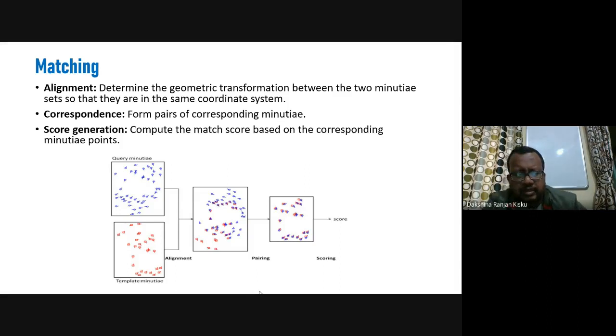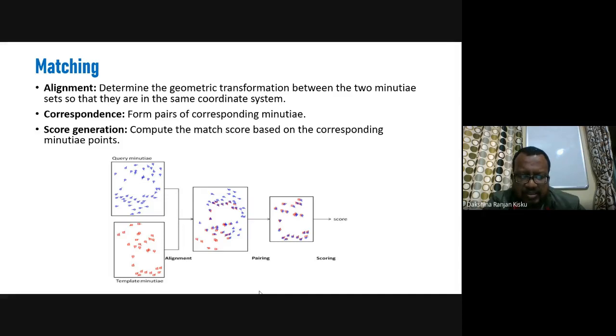That means we need to consider one fingerprint image as the template image or reference template, and another will be called the query template. That means the query template is obtained after 6 months, and the reference template was obtained before 6 months. Okay, so the reference template is basically stored in the database.